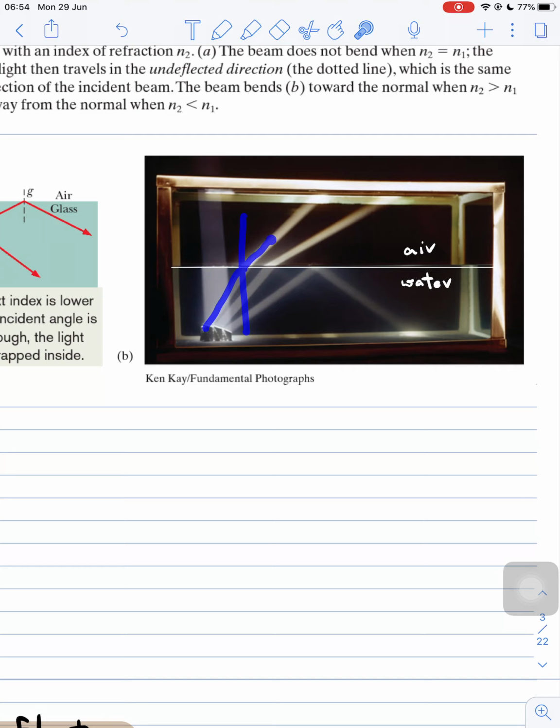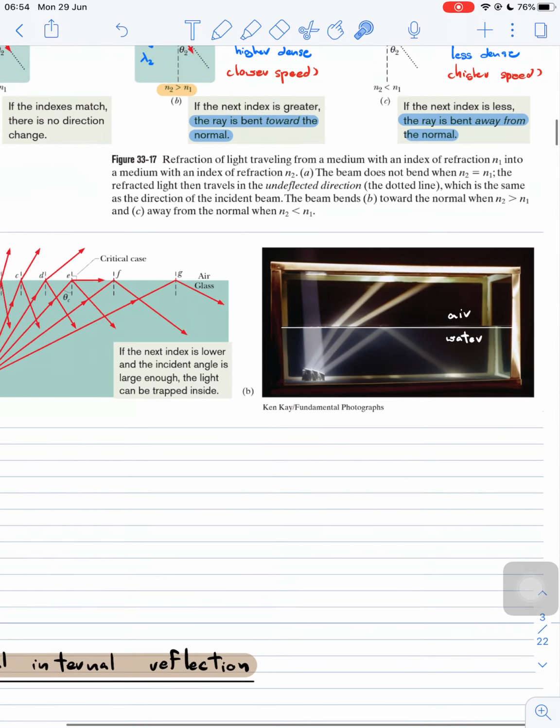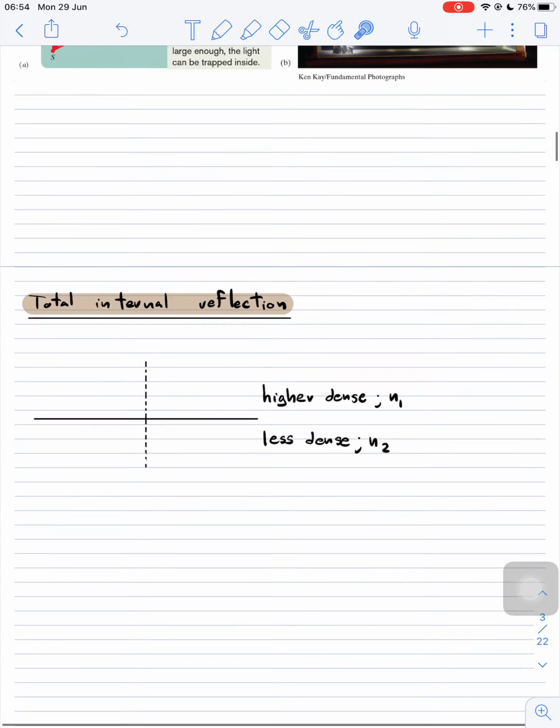So then we can have the reflected light. But if we increase the incident angle more and more, at some point all the light will be reflected back into the water. This behavior is called the total internal refraction.